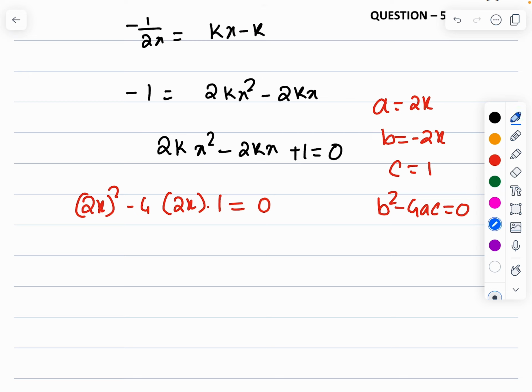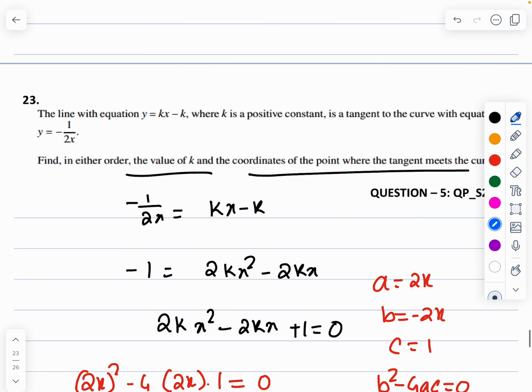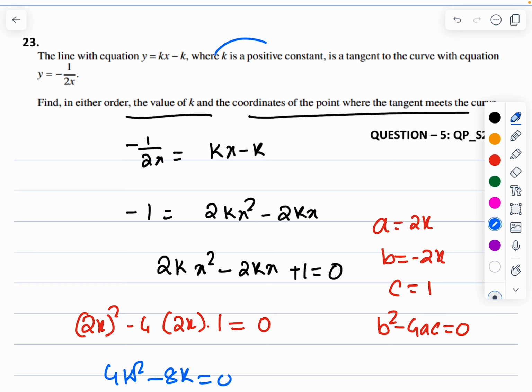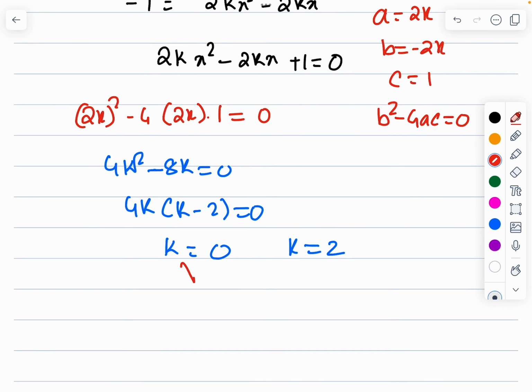So what do I get from there? 4k square minus 8k equals 0. 4k common, k minus 2 equals 0. So k equals 0 or k equals 2. But he said that k is a positive constant. So k equals 0 is rejected, and k equals 2 is the only answer.